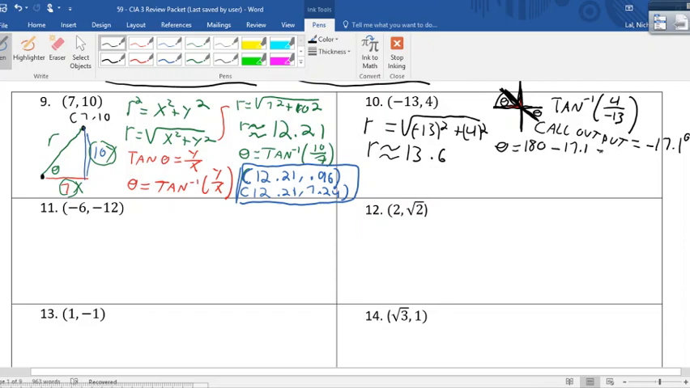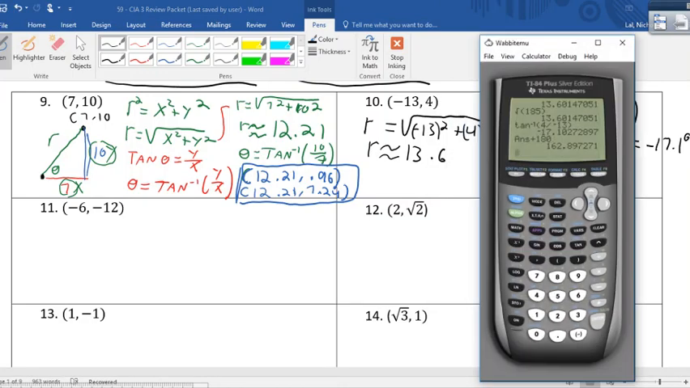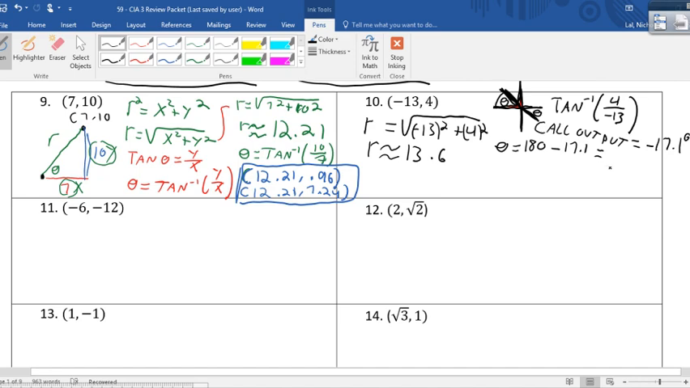So theta is going to be equal to 162.9 degrees. So 162.9 degrees is our theta value. So we're going to have one polar coordinate of 13.6, that's r, and theta could be 162.9.